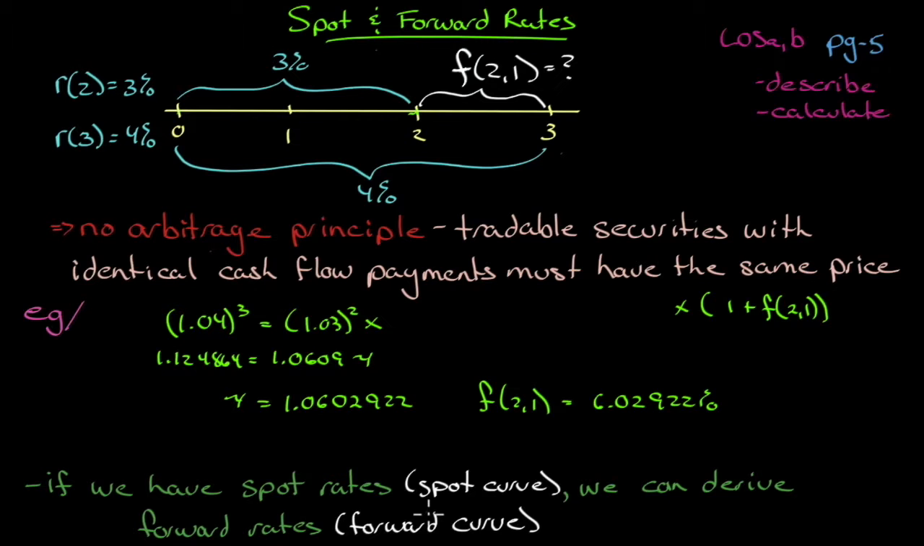It makes sense, right? If I have a series of spot rates, if I have a spot curve, I can get all of the forward rates. And the forward rates draw out a forward curve. And if I have a forward curve, clearly I can go backwards and find the spot rates. Because if I can start at spot and go to forward, I should be able to go from forward and go back to spot. We're going to see that a little later.